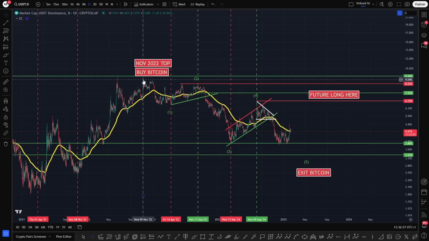So really simply, this is the tether dominance. I think we've got a 5-wave move down here, and what we've done is 4 in this last leg. So I'll go through this with you. This is your top in Bitcoin, November 2022. We had a 1 into a zigzag 2. We have the big flush 3, okay, which was basically the top last year in the spring.